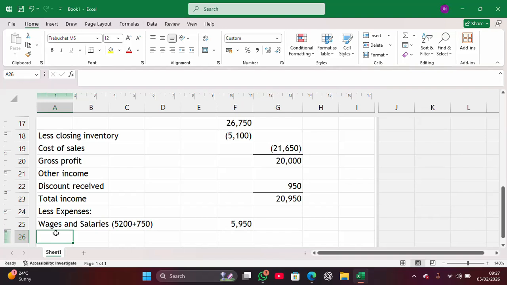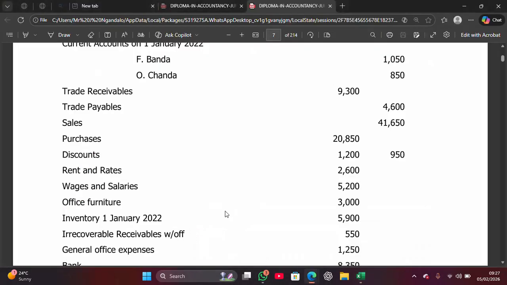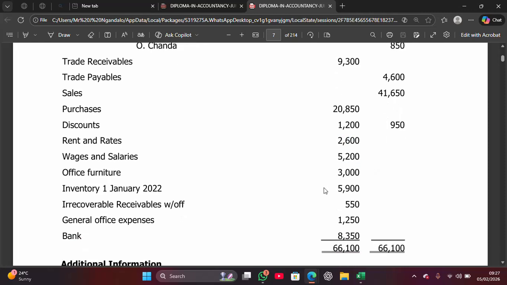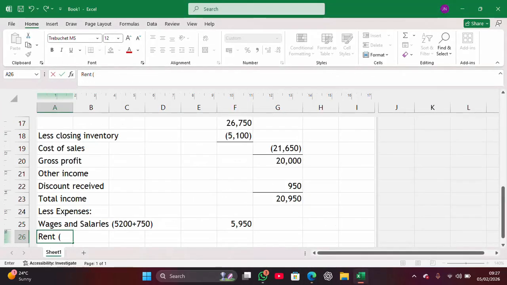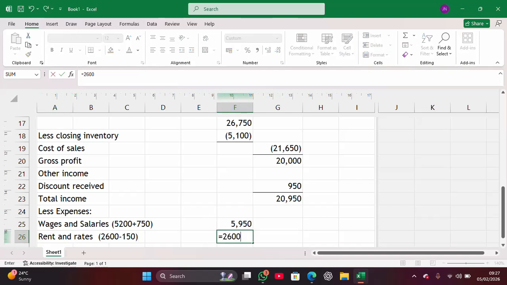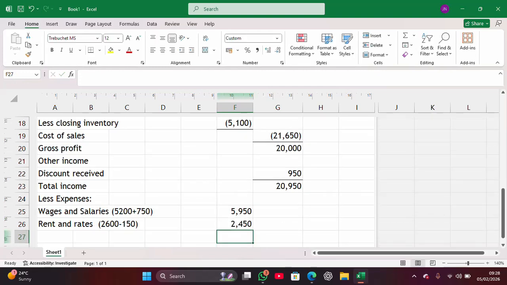Rent prepaid. There's a rent expense, we just call it rent expense. So we go again and check for the rent and rates. It's actually rent and rates, 26. You can see this figure? Yes. So we come down here and we check how much was prepaid. 150. So rent and rates, I saw 26, right? Yes. Minus. This time around we less, isn't it? Yes. How much are you getting? 26 minus 150, 2450. All right, thank you.